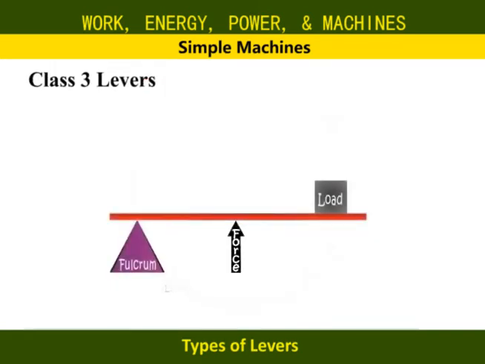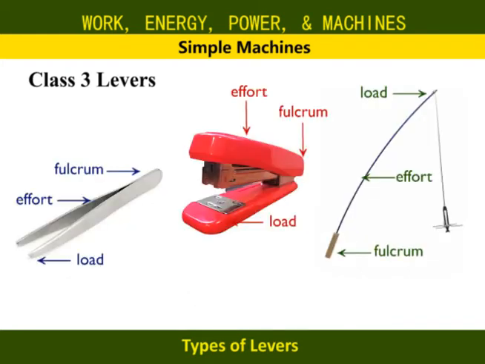Class 3 levers have effort in the middle between the load and the fulcrum. This is the effort arm, and this is the load arm. Here, the load arm is larger than the effort arm, so a larger effort is required to do a very small work. This type of levers are used to do very light jobs. Example is a tweezer, others are stapler and fishing rod.